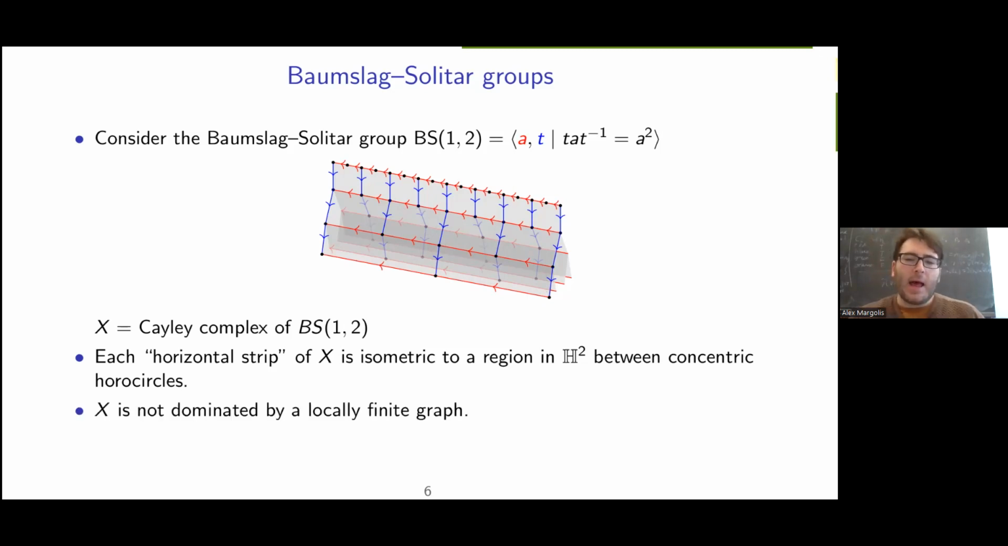And the key point is that this space X is not dominated by a locally finite graph. And we can do this either by calculating the isometry group, and the key fact is that we have isometries that fix the tree direction.